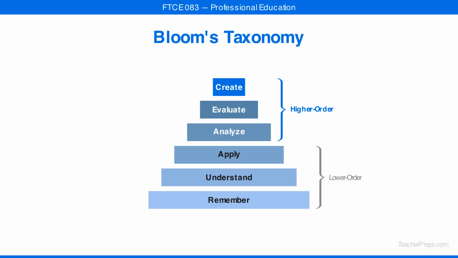The bottom 3 levels, remember, understand, and apply, are considered lower-order thinking. The top 3, analyze, evaluate, and create, are higher-order thinking. On your exam, questions will test whether you can identify which level of Bloom's a task targets, and whether you can design activities at the higher levels.